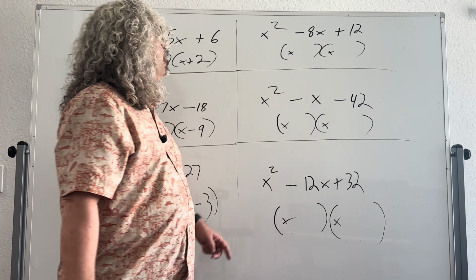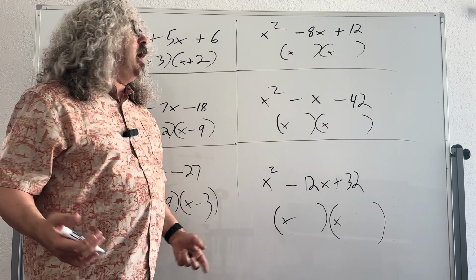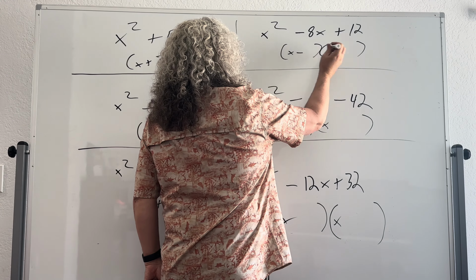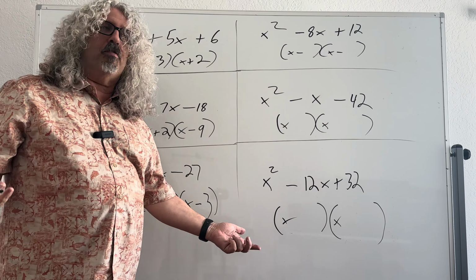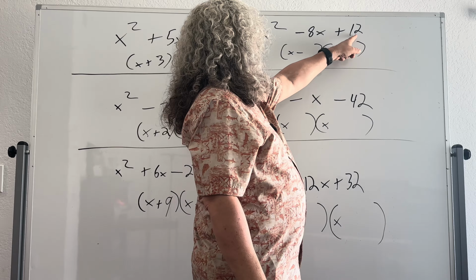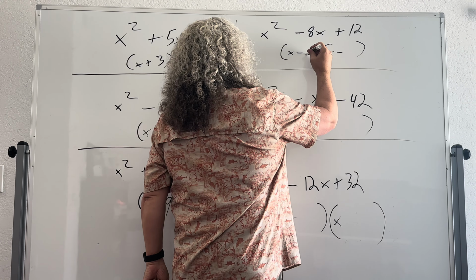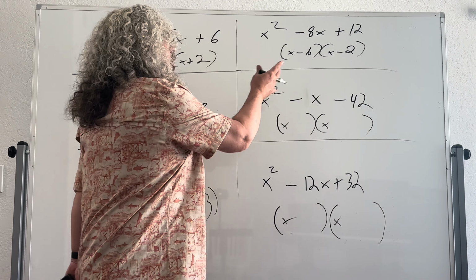Let's walk over here. Third term positive, signs are the same. Take the sign of the middle number, so minus, minus. See how if you learn this, you'll never miss a sign. What multiplies into 12 and adds to 8? Well, that would just be a 6 and a 2. Cool. Okay, let's look at this one.